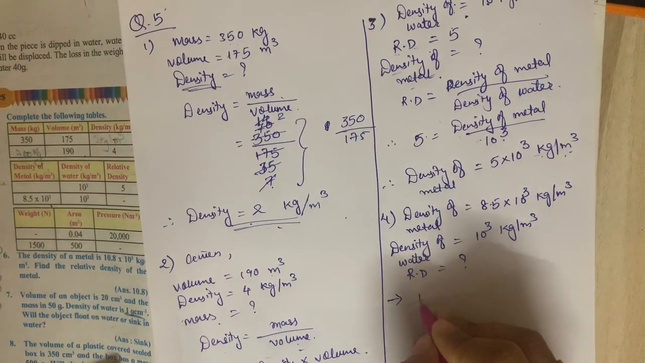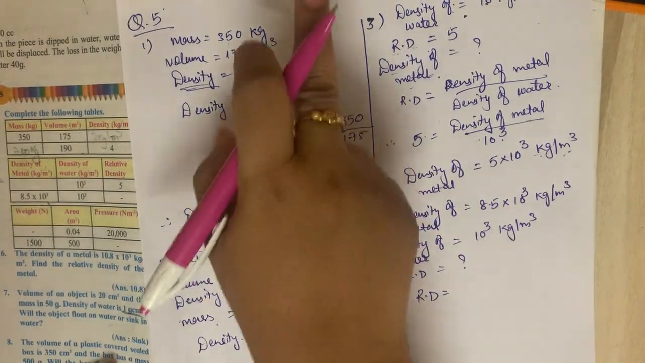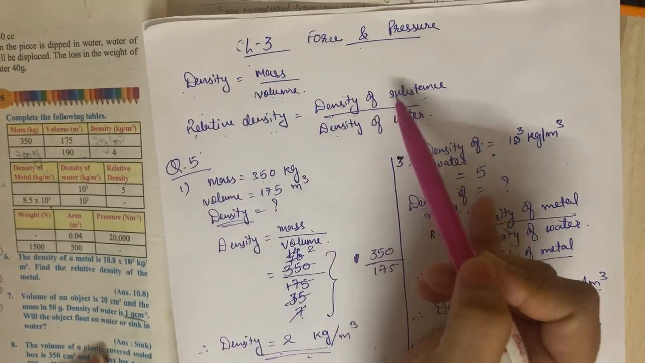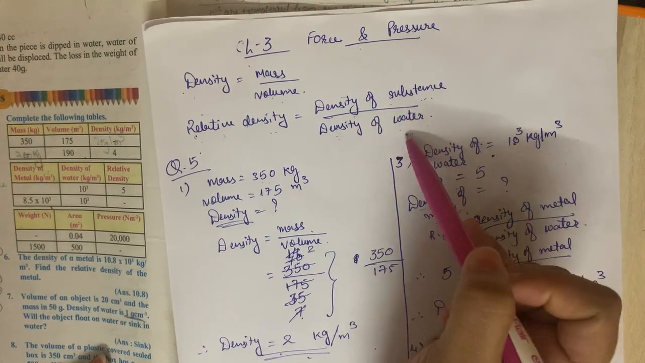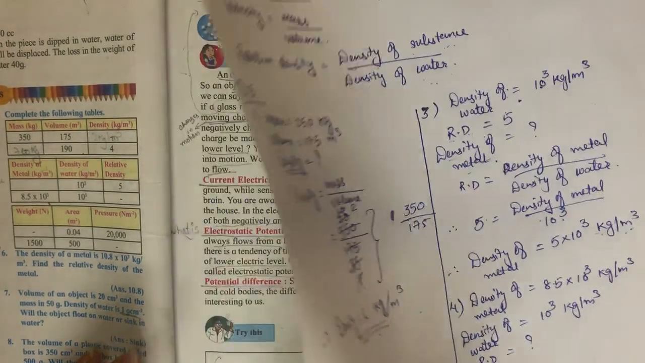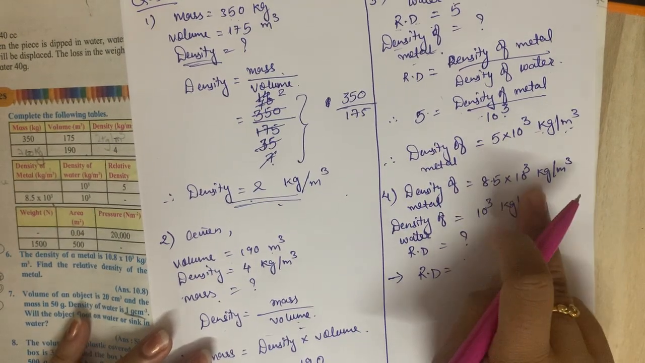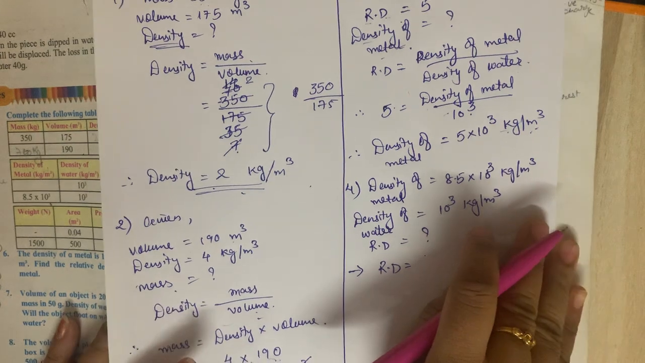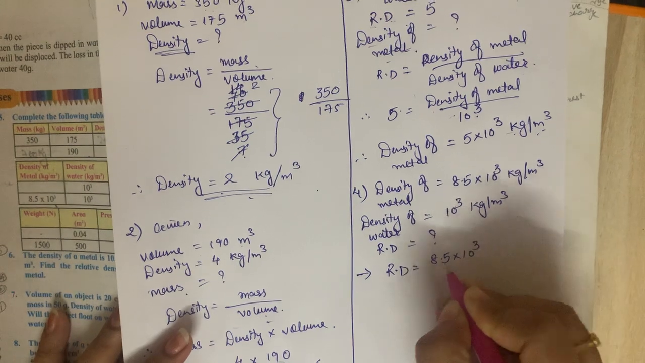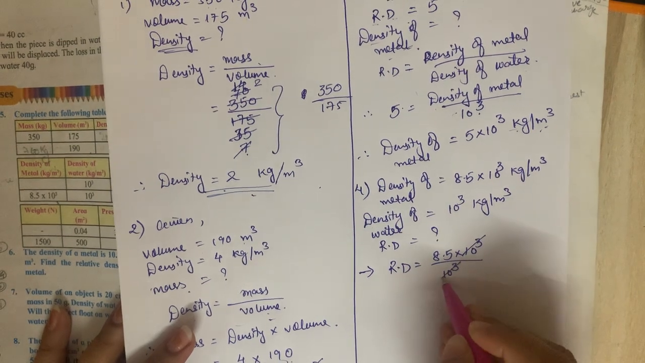So just write down relative density is equal to, what is the formula? Density of metal upon, here density of metal, I already wrote in the beginning, density of substance upon density of water. Here both is given, you have to find out relative density. So it is clear. So just see, relative density is equal to, what is density of metal? 8.5, right? 8.5 into 10 raised to this. So just write down 8.5 into 10 raised to 3 upon 10 raised to 3. Is it clear? 10 raised to 3, 10 raised to 3 cancel out.